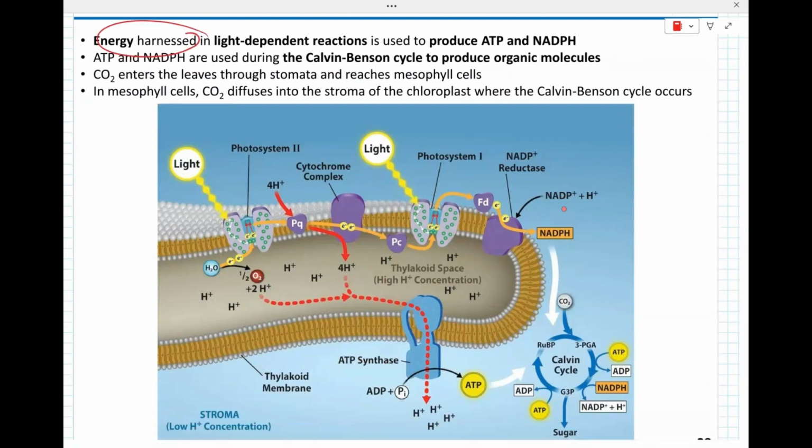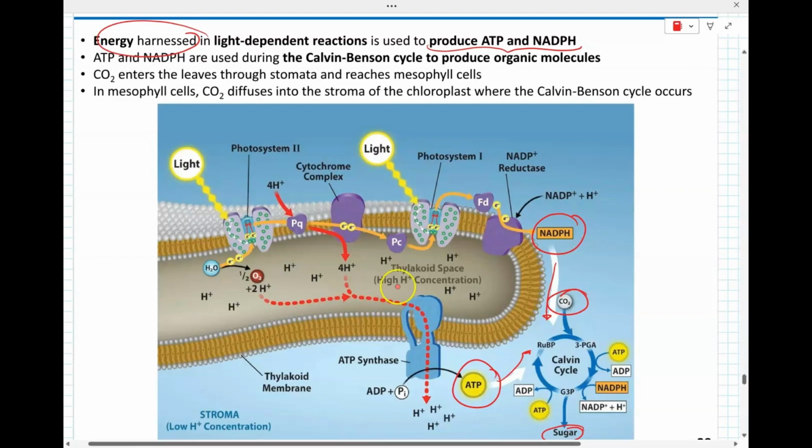Now we harnessed a whole bunch of energy in light-dependent reactions. This energy we just used to produce ATP and NADPH. Now, these two molecules will be used in the Calvin-Benson cycle, which occurs in the stroma of the chloroplast, to convert carbon dioxide ultimately into organic compounds. So how is carbon dioxide delivered to the stroma? As we discussed previously, carbon dioxide diffuses through the stomata on the bottom of the leaf, into the leaf, into the mesophyll, and into the chloroplast to participate in the Calvin-Benson cycle.